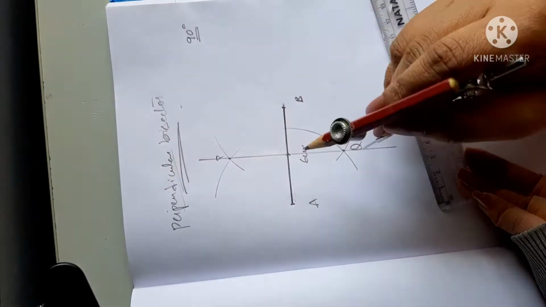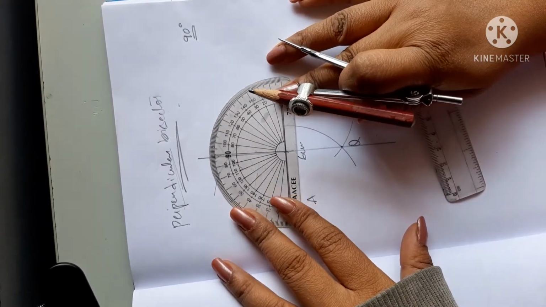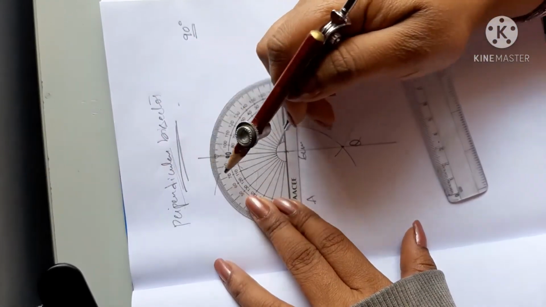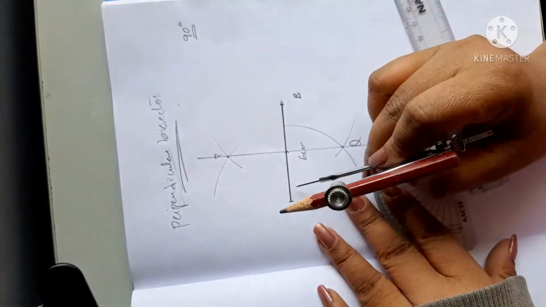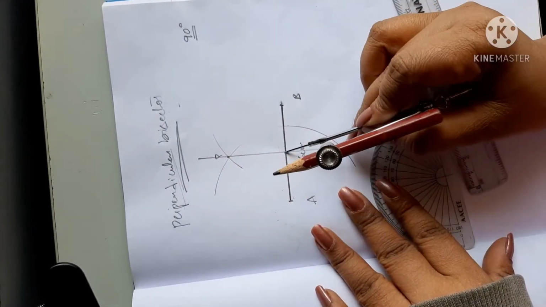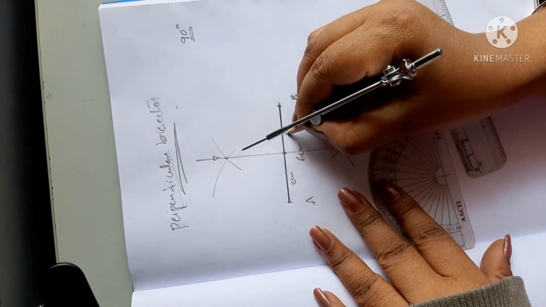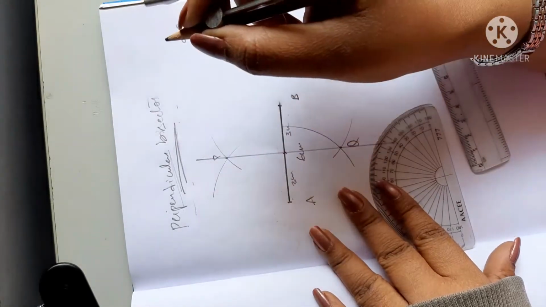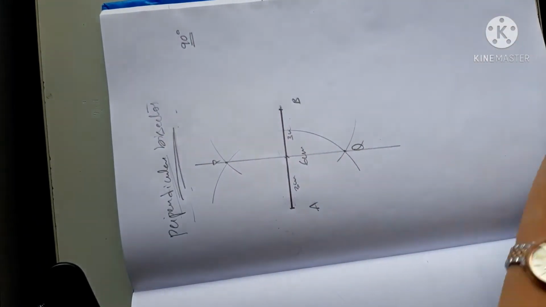Now this is perpendicular. Why? Because it is intersecting at 90 degrees. Now this is 90 degrees, yes or no? So it is 90 degrees. And why are we calling it a bisector? Because it is dividing AB at the midpoint. If you observe, this will be 3 centimeters and this will be 3 centimeters. That is why it is called a perpendicular bisector. Clear?